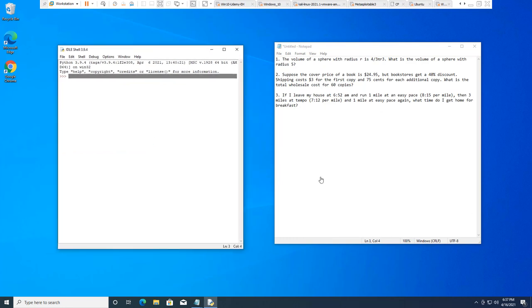All right, so I'm going to go ahead and do question 3. Running from my house, I leave at 6:52 a.m. I run 1 mile at a pace of 8 minutes and 15 seconds per mile. Then I run 3 more miles at a faster pace of 7 minutes and 12 seconds per mile. And I run 1 more easy mile. What time do I get home for breakfast?